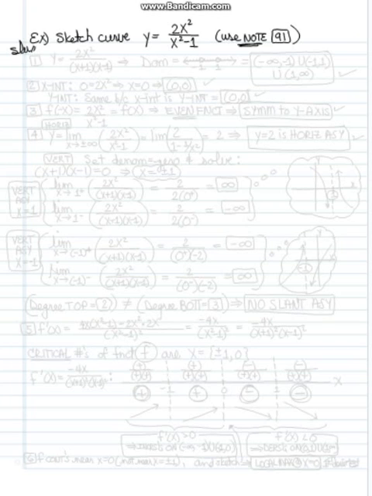Sketch the curve y equals 2x squared over x squared minus 1. We're going to meticulously follow the instructions in Note 91 for this. It's a long process, and we're just going to do one example. You can see other examples elsewhere.